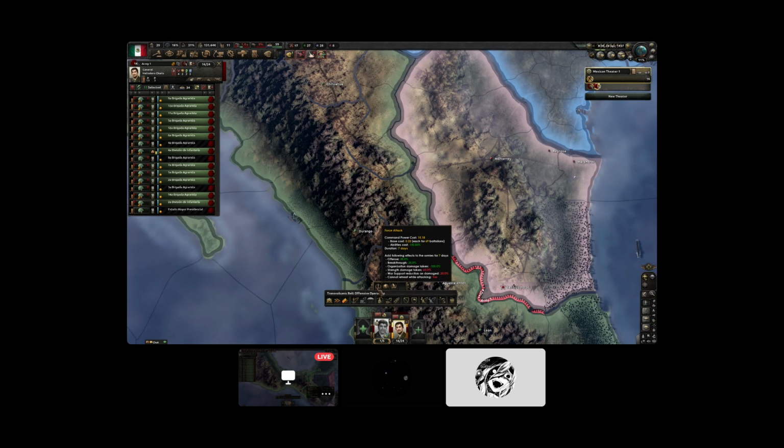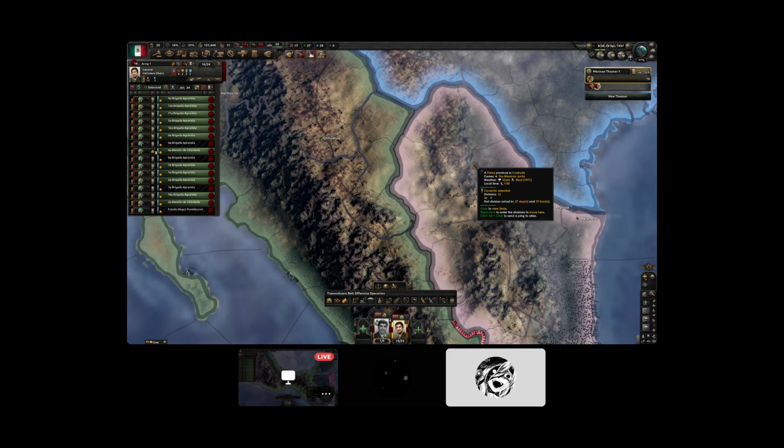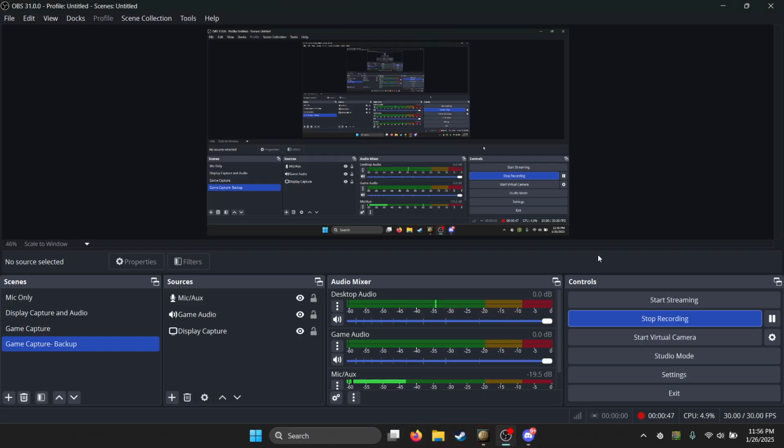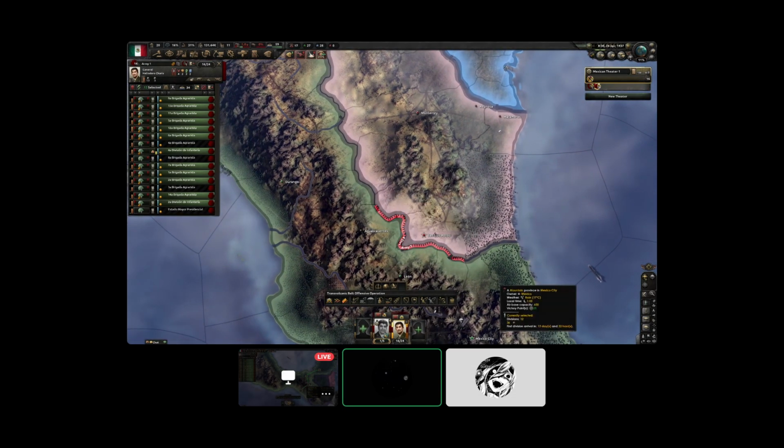So Core, you can hear me, right? Mm-hmm. Hold on. There we go. It's an issue with windows trying to overlap each other.